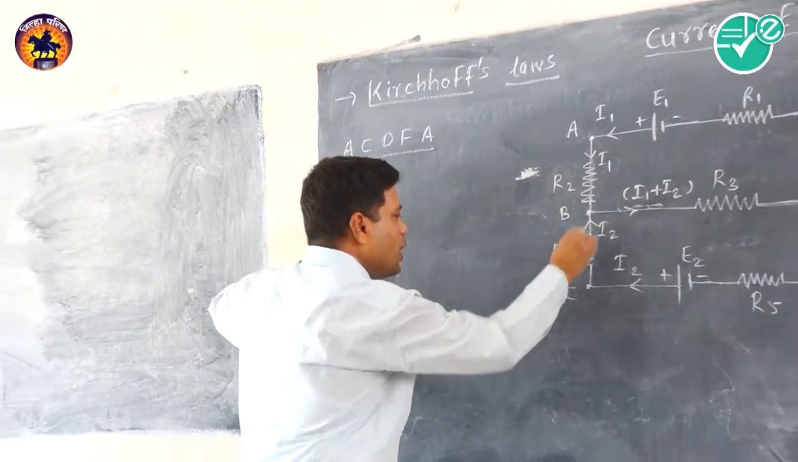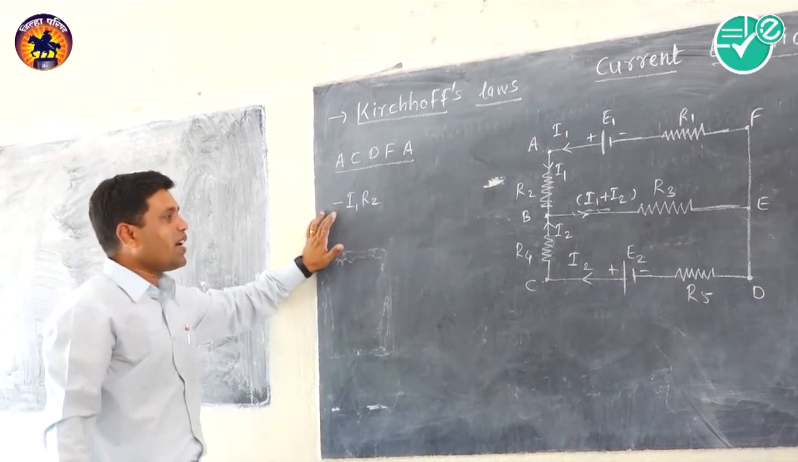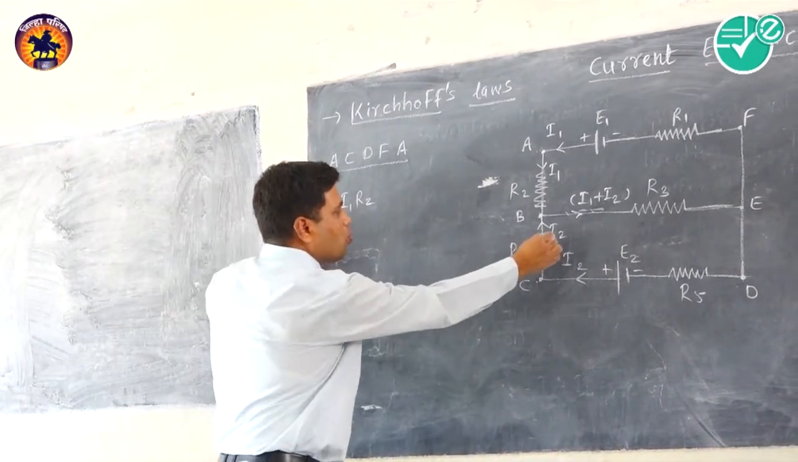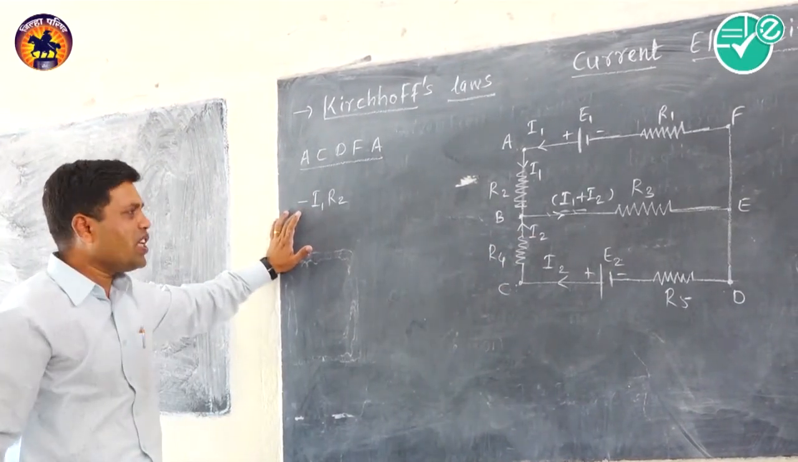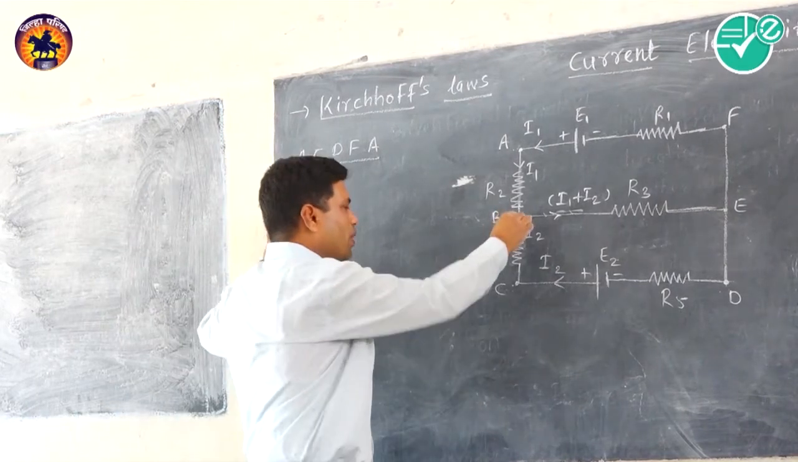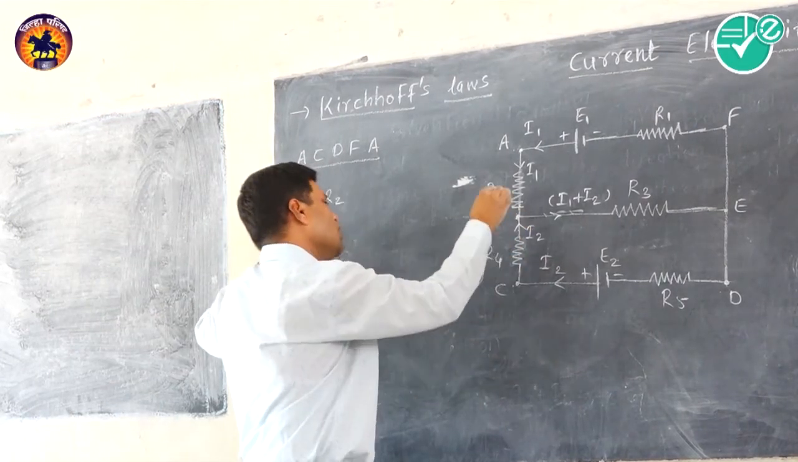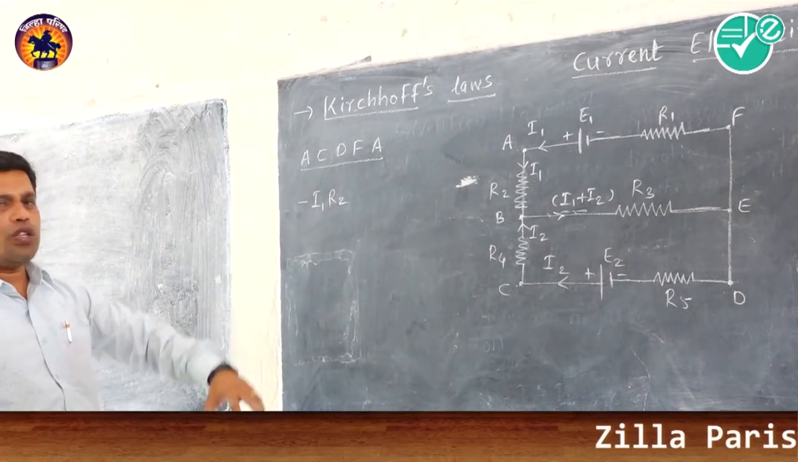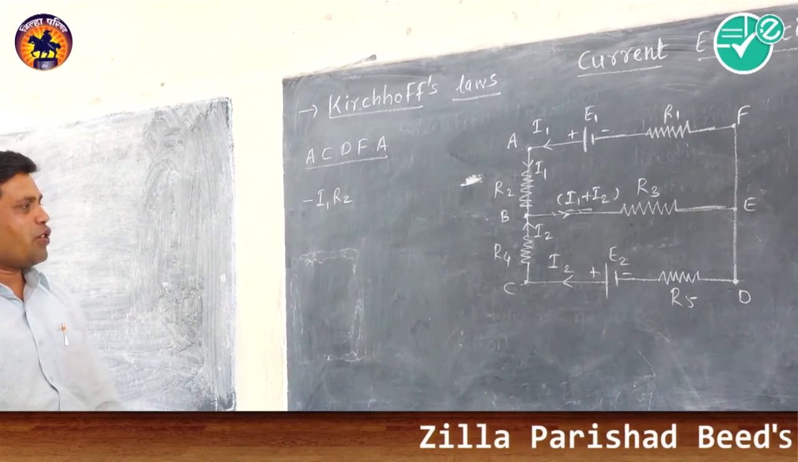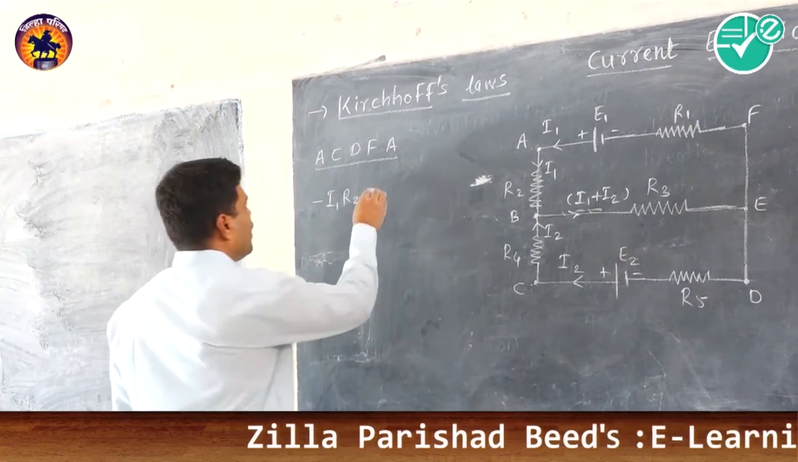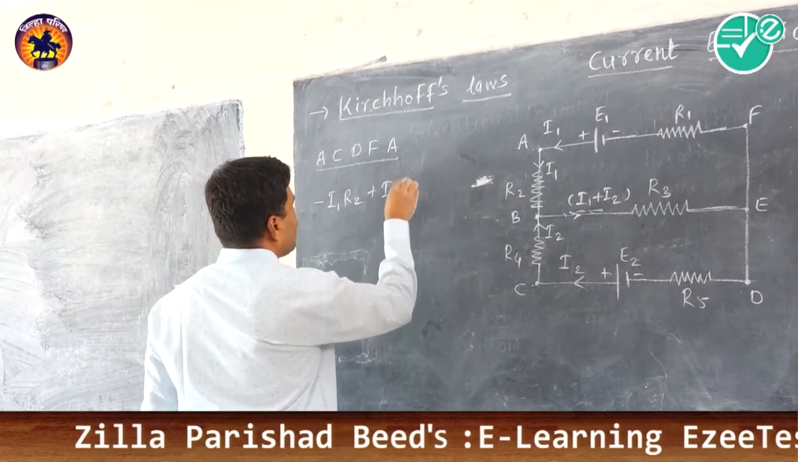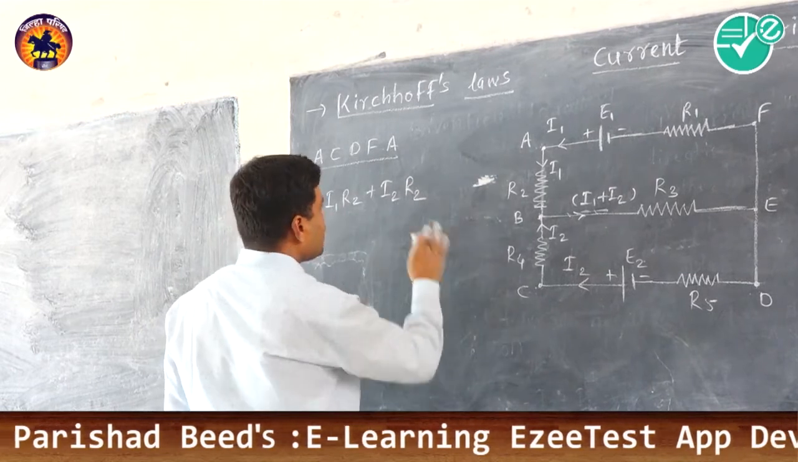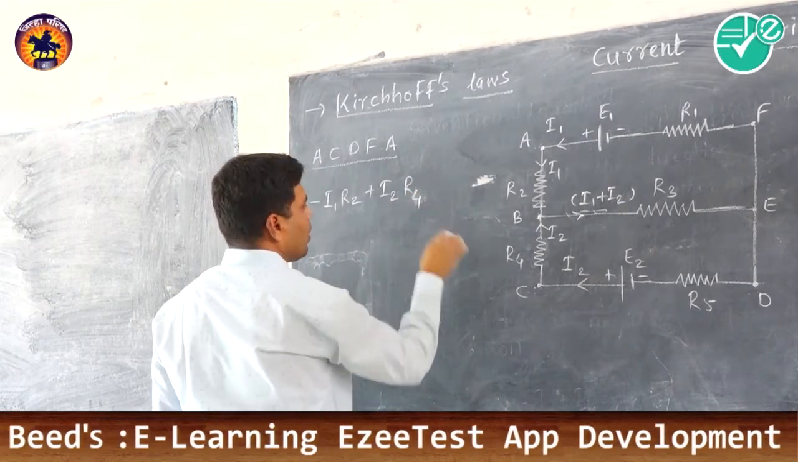Then while moving from B to C, we observe that the current I2 is moving in the opposite direction of tracing the loop. We are moving B to C and the current is moving C to D. The direction of I2 is opposite to the direction of tracing the loop. Therefore I2 will be treated as positive, and we will take that potential drop, that is I2 into R4, as positive.